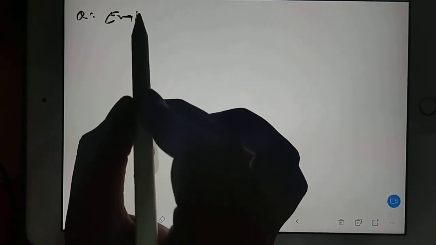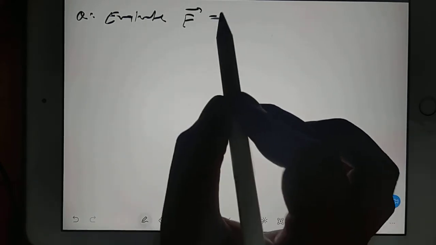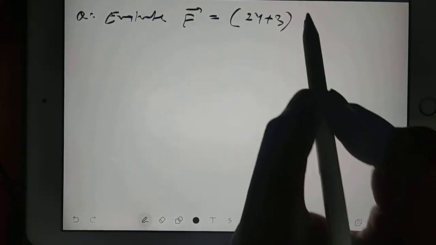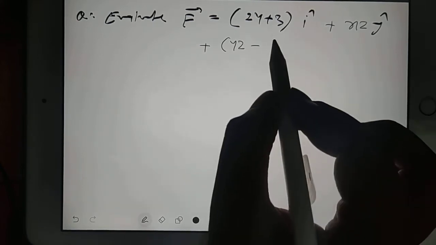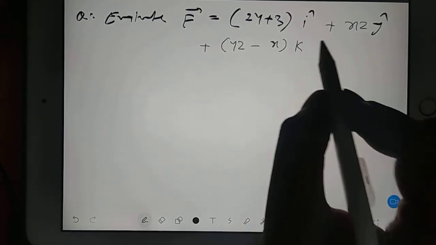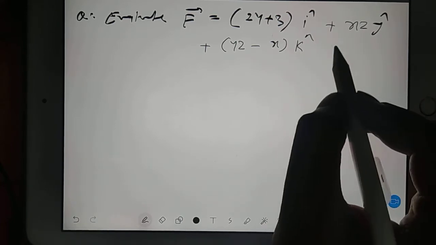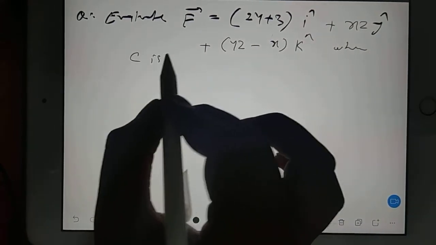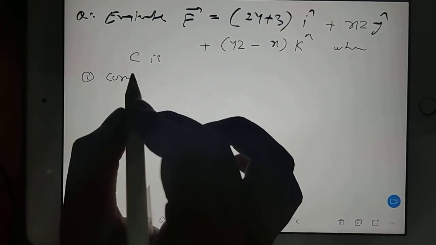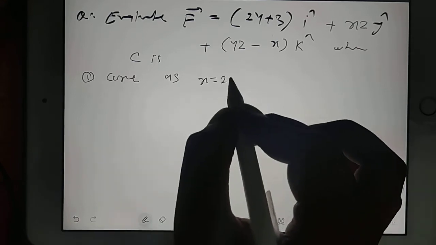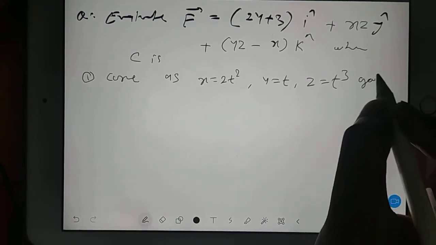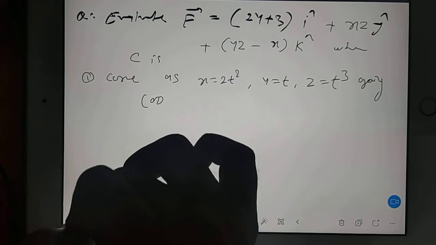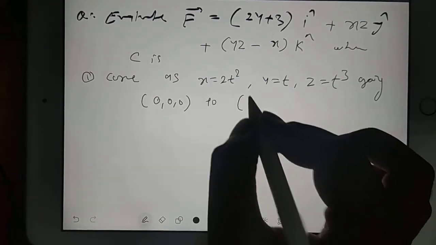One question we will solve. Evaluate the integral of vector f equal to bracket 2y plus 3 i, plus xz j, plus yz minus x k, where C is the curve given by x equals 2t squared, y equals t, z equals t cube, going from 0 0 0 to 2 1 1.